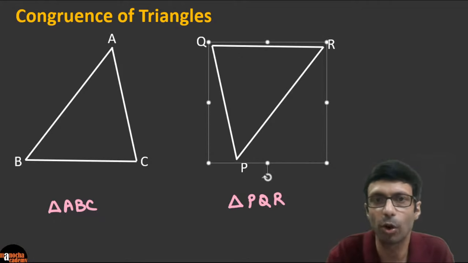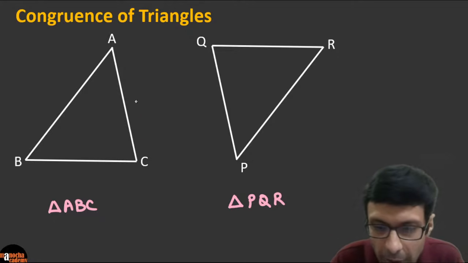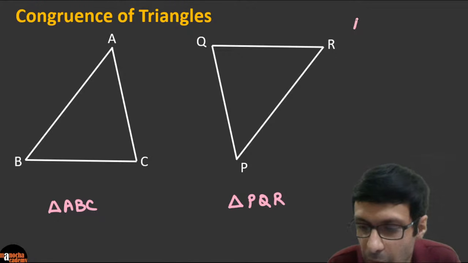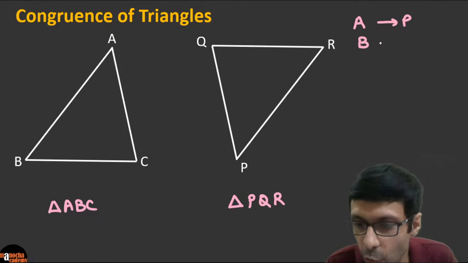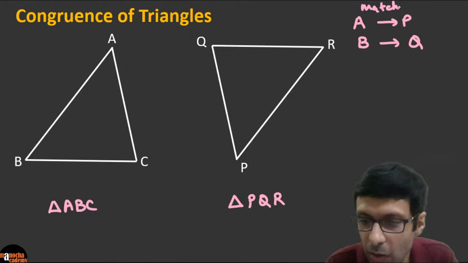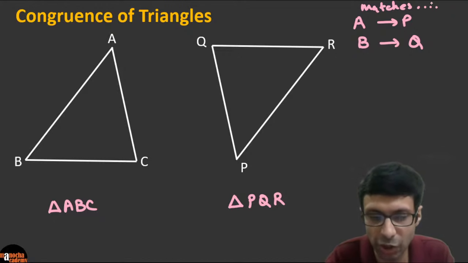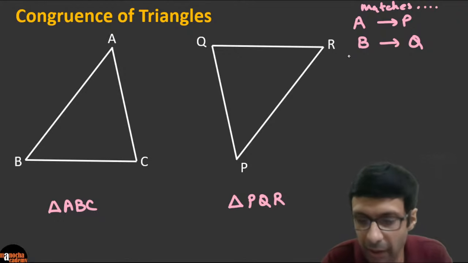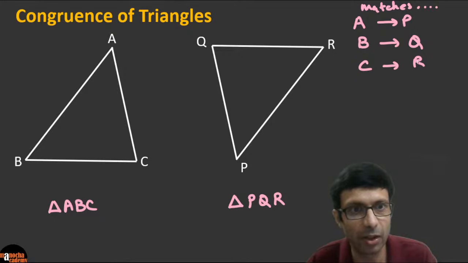So basically, what is the important thing here? What parts are matching. As you saw there, A is falling on P. Do you guys agree? So A falls on P, so A and P are matching. And similarly, when we rotated it, B matches with Q. So what is matching with what? A matches with P, B is matching with Q, and when you rotate it, C is matching with R. Right, guys? Do you agree?